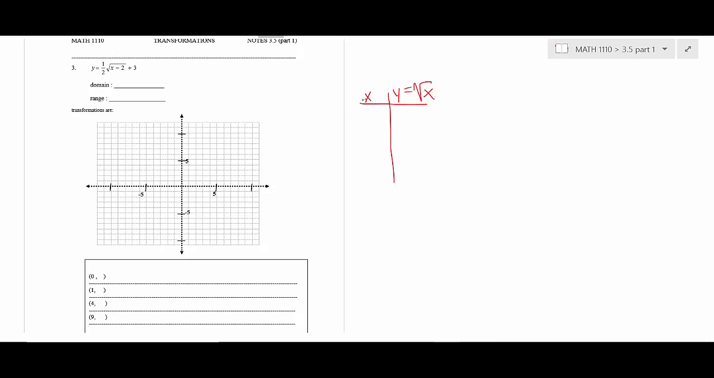Okay, so I've already got these x values down there. Square root of 0 is 0, square root of 1 is 1, square root of 4 is 2, square root of 9 is 3. Okay, so just fill these numbers in. You got 0, 1, 2, 3. Don't use anything that has a decimal, just keep it real simple.